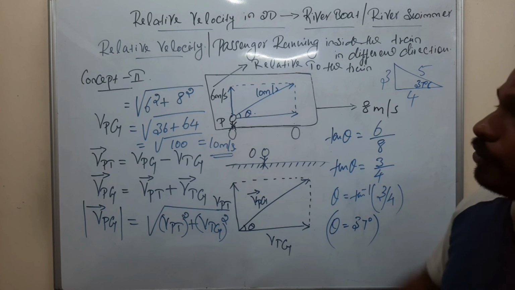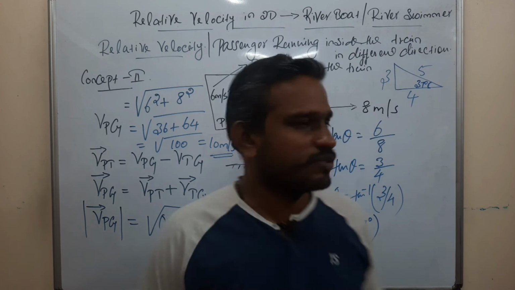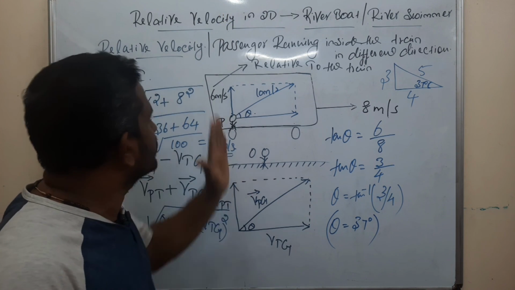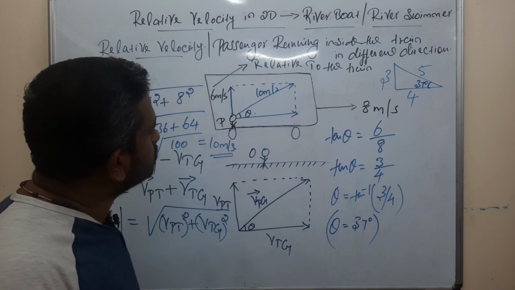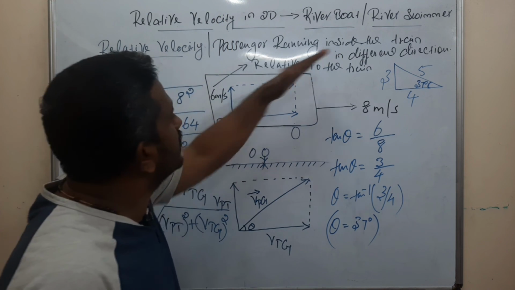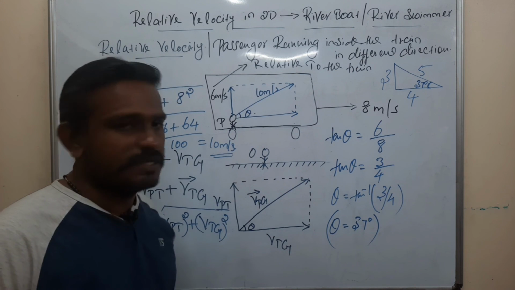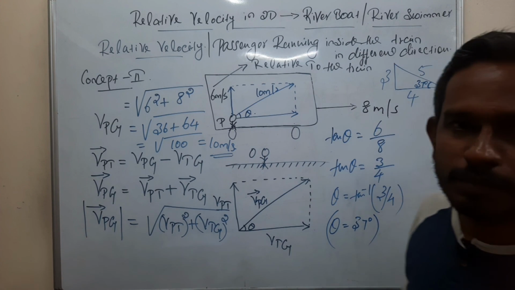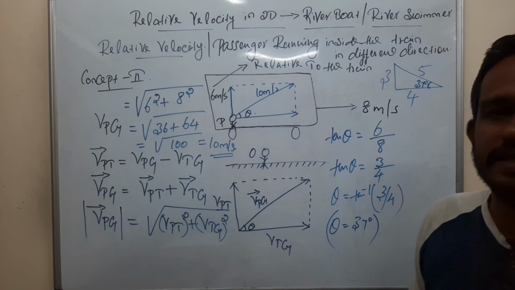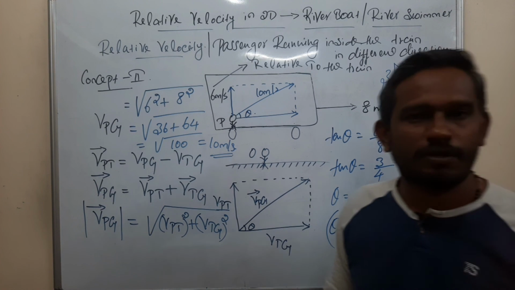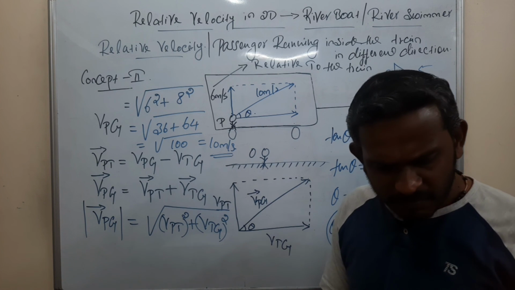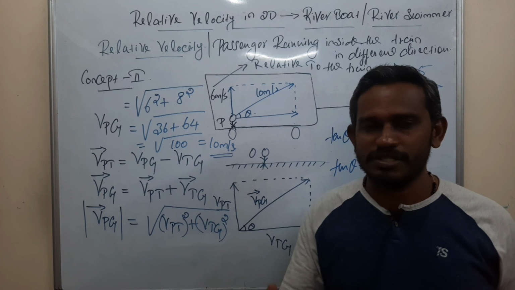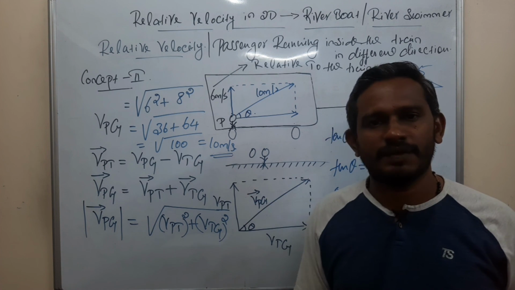That is the river boat problem or river swimmer problem. The river is moving in this direction and the swimmer is swimming in the river in this direction. This is the resultant speed and direction of the swimmer. From this we will discuss the river swimmer or river boat problem. With this we will wind up this session, and in the next session we will cover the concept and theory of the river boat problem and river swimmer problem.